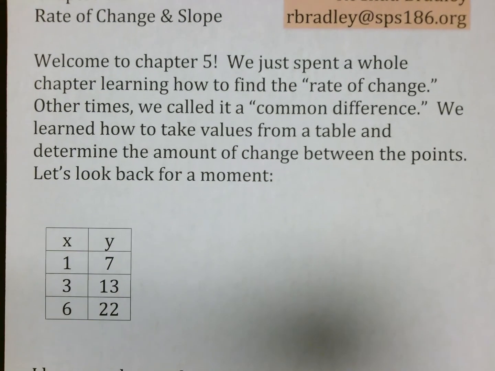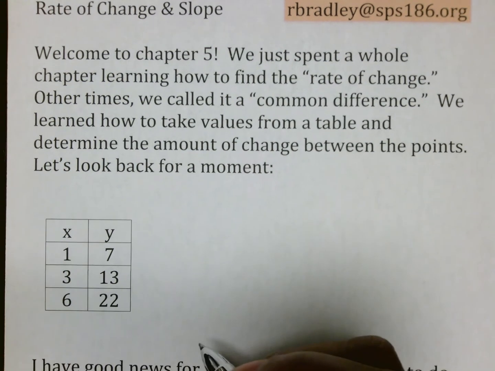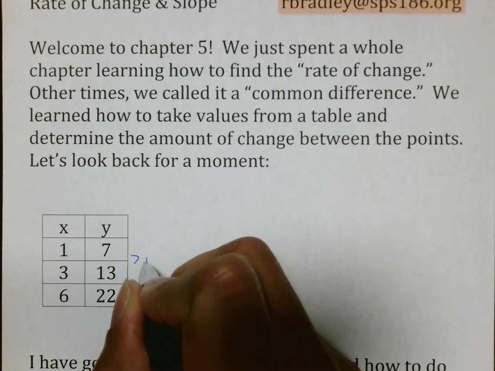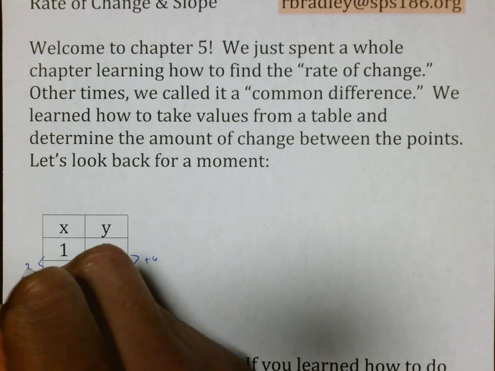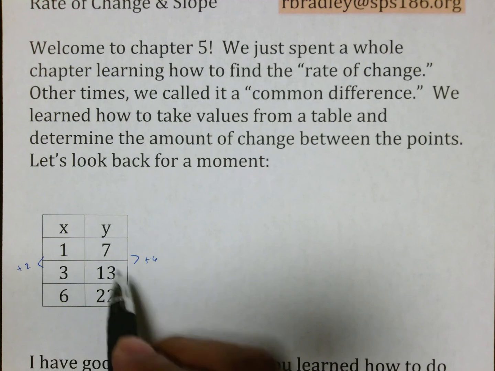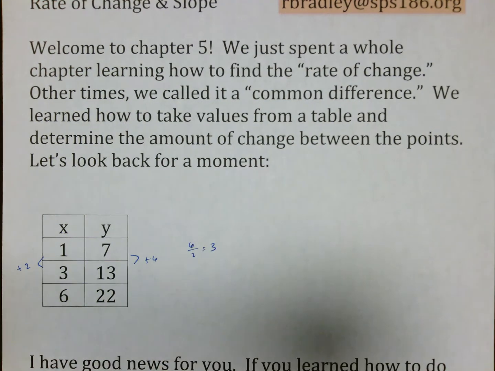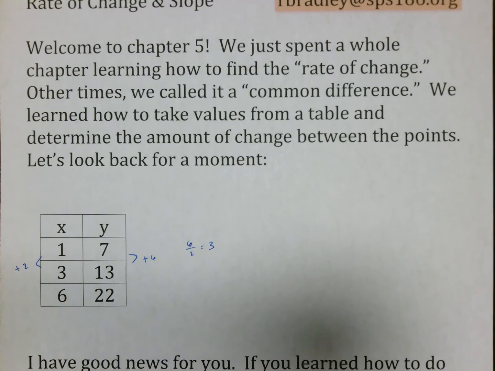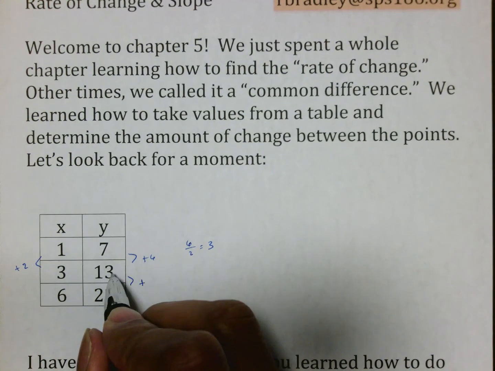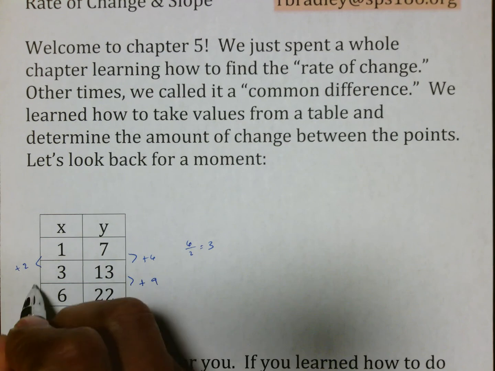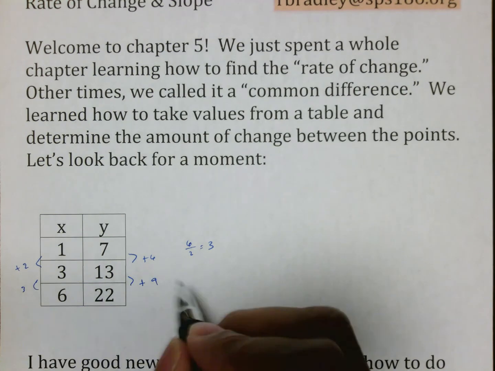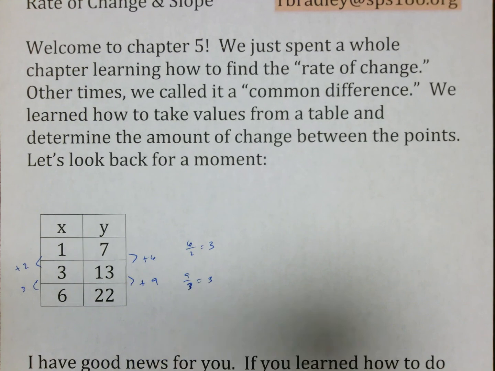Again, we just spent the whole chapter learning how to do what we call rate of change. Other times we call it a common difference. I think we learned how to take values from a table and determine the amount of change between points. So looking back for a moment, what we learned to do was to look and say that this is moving up by 6 and this is moving up by 2. And so what we did was we said if this took 6 steps by the time this took 2, I believe there were some questions where we had to do some thought and say, well, 6 divided by 2 is 3, and then we would say this moves up by 9, and this moves up by 3, and so therefore 9 divided by 3 is also 3.